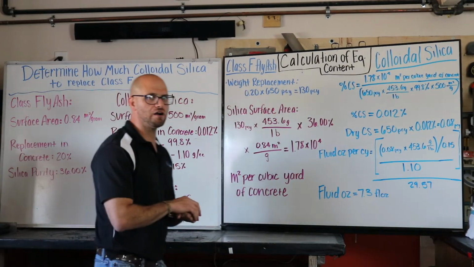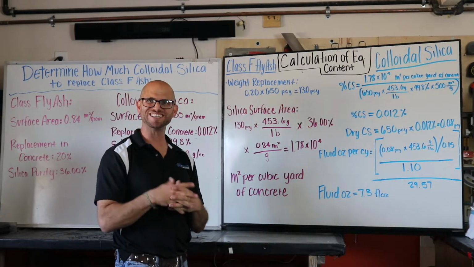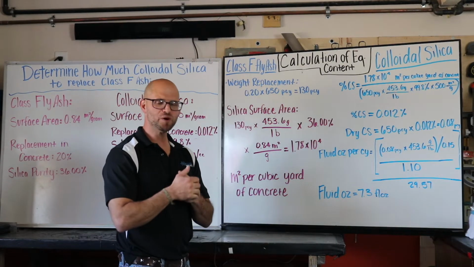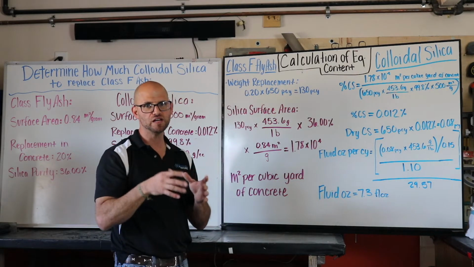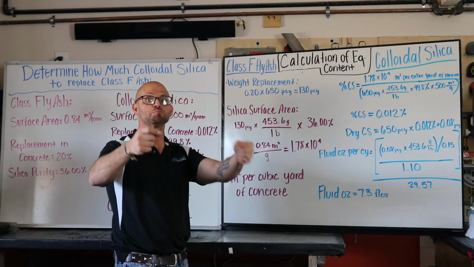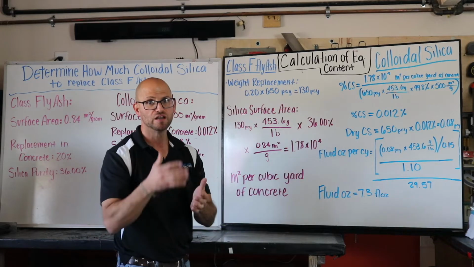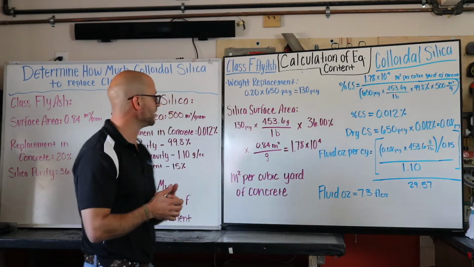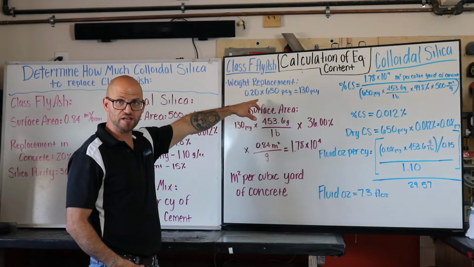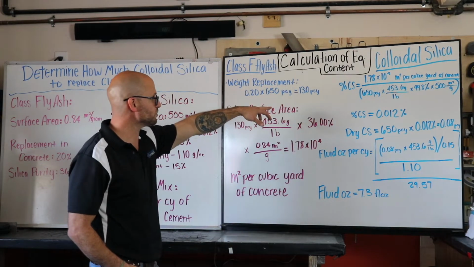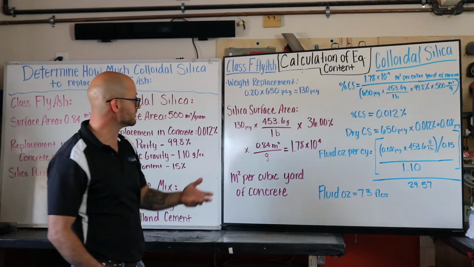So here are our calculations. The first part of our calculations is to determine not only the weight of Class F fly ash that was being brought to the mix, but the surface area, or the pozzolanic surface area, that was being brought to the mix by our Class F fly ash. So we have a weight replacement of 20% times 650 pounds per cubic yard, which comes out to 130 pounds per cubic yard. Fairly easy calculation.